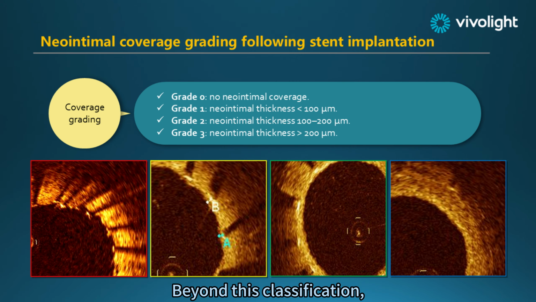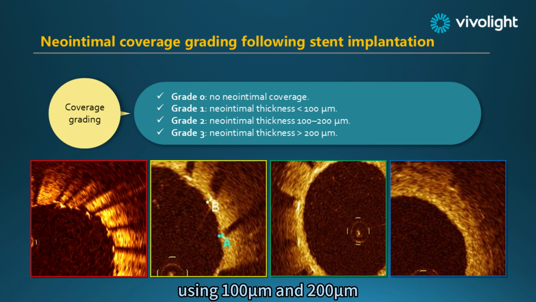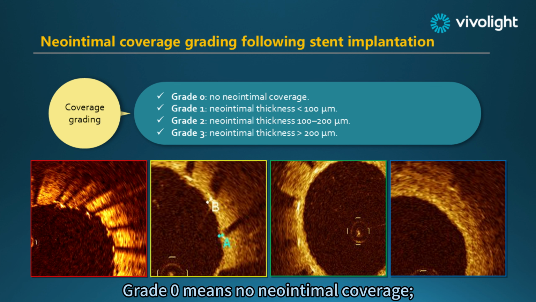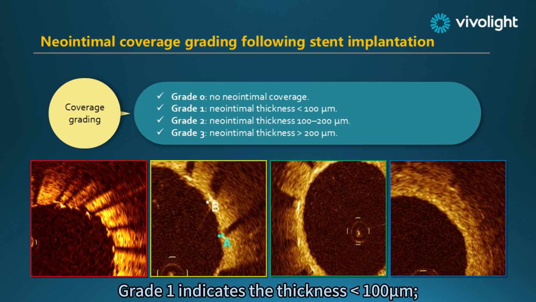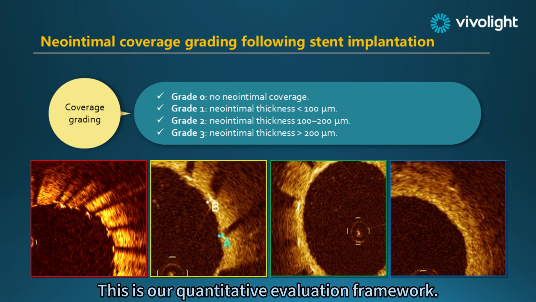Beyond this classification, we also grade neointimal coverage by its thickness, using 100 micrometers and 200 micrometers as standardized thresholds. Specifically, grade 0 means no neointimal coverage. Grade 1 indicates the thickness smaller than 100 micrometers. Grade 3 is larger than 200 micrometers, with grade 2 in between. This is our quantitative evaluation framework.